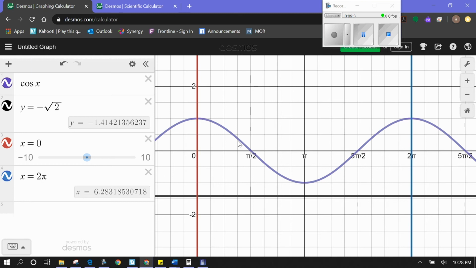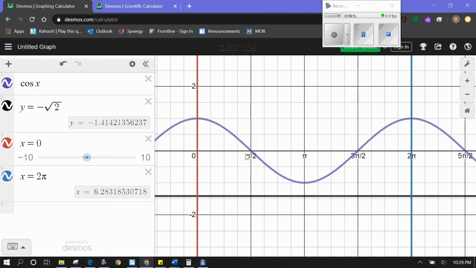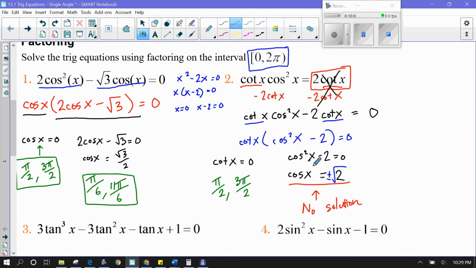This is because cosine can't have an output that is greater than 1. Just normal cosine can't have an output that's greater than 1. For this, there's actually going to be no solution. There was no place that this intersected that we got a solution. There's no input I could plug in that would give me an output of positive or negative square root of 2. So even though this part has no solution, we did get 2 solutions from the first part when we solved this. So our final answer is just pi over 2 and 3 pi over 2, and we're just going to ignore this no solution part here. This didn't produce any solutions that we can use as our answer.